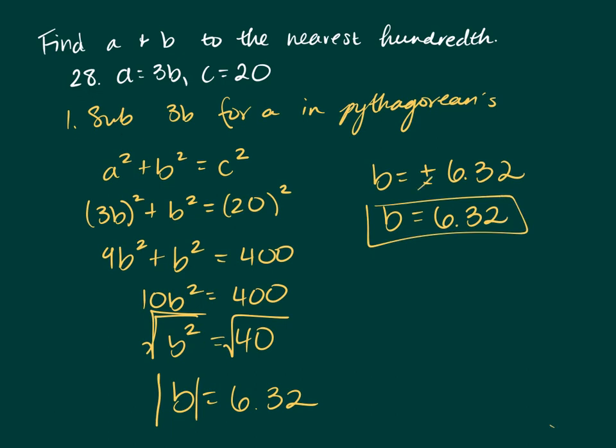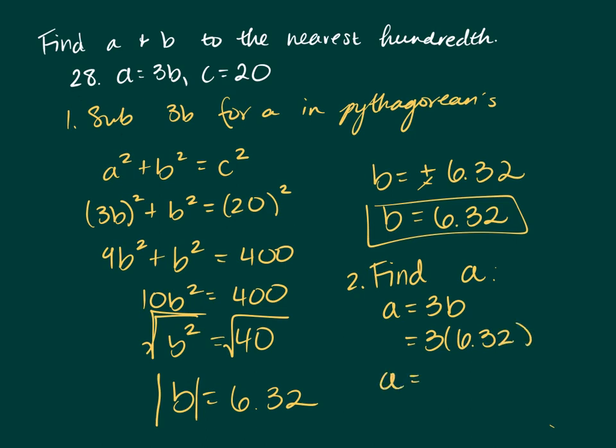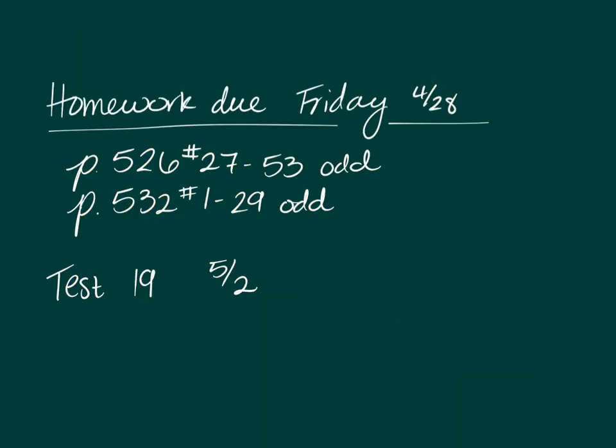Now that we have b, we need to find a. And we know that a is equal to 3 times b. So we're going to plug in what we got for b, which is 6.32. So a must then be 18.96. And that's the answers. And that's the lesson.